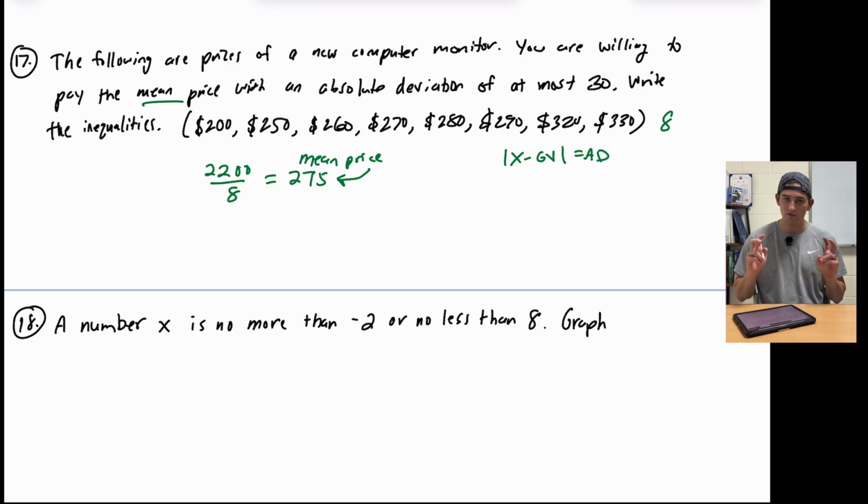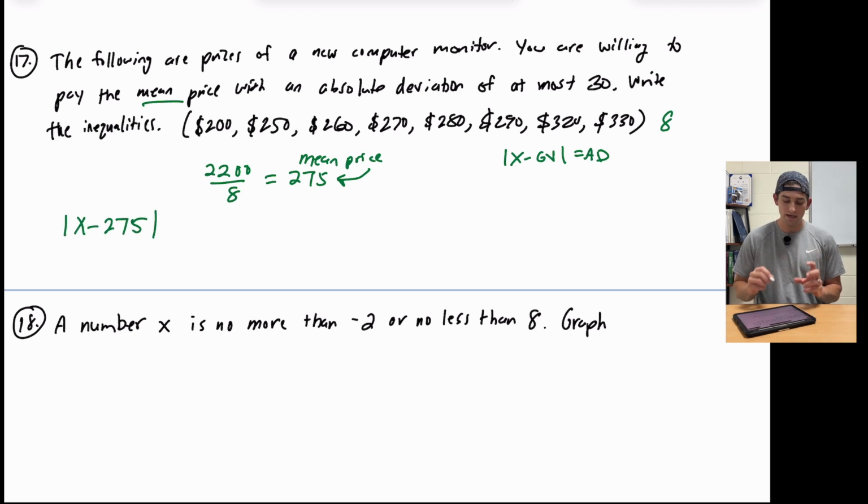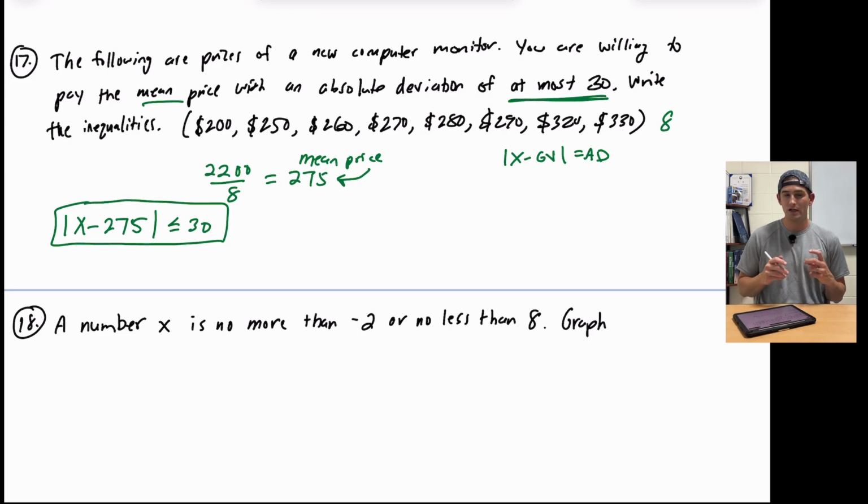So now in this case, the given value would be the mean price. So we can write x minus 275. But now for our deviation, it says at most 30. So not equals 30, but less than or equal to 30. Okay, so that would be what our absolute value inequality would look like. But now we can actually solve that because we know we could write that as a compound inequality.